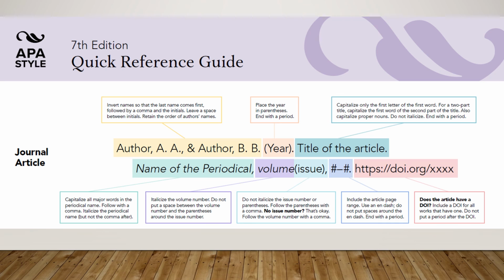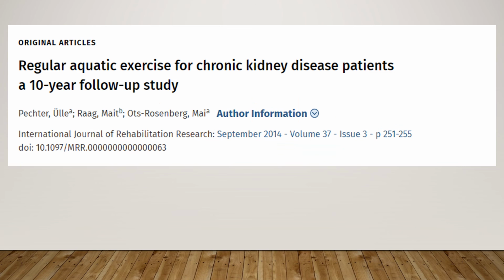The volume number is italicized. The issue is in parentheses. If there's not an issue number, no big deal, just put a comma. The page numbers are put in, put a period, and then the DOI. And there's no period after that DOI. So that is the 7th edition quick reference guide for a journal article. And so this particular journal article, we were going to practice what that looked like, and we did that in class.